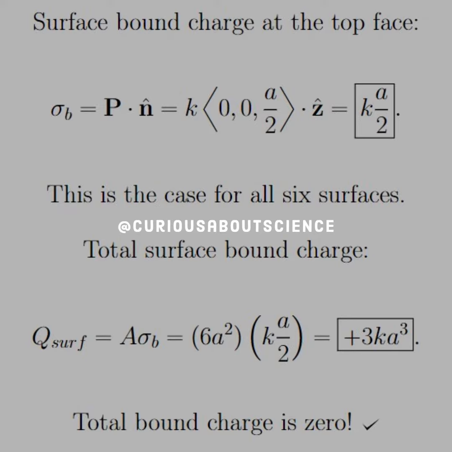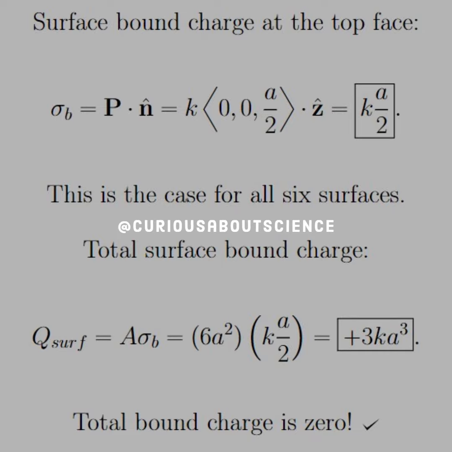So for the top surface, for example, sigma B is equal to P dot n hat, which for the top face is equal to K angle bracket 0, 0, A over 2, since at the top face, x and y are 0, and we're splitting the height in half, so A is divided by 2 in the z direction. And then we dot that with the z hat direction of n, and we're left with K times A over 2, which happens to be the case for all the surfaces. If you go through it all, the negatives will cancel respectively.